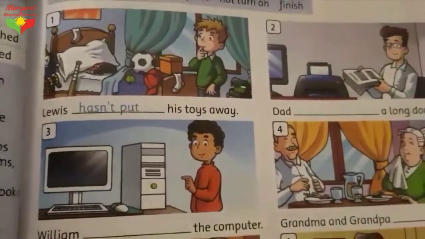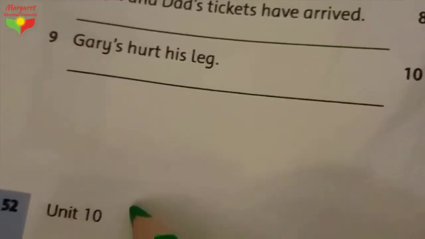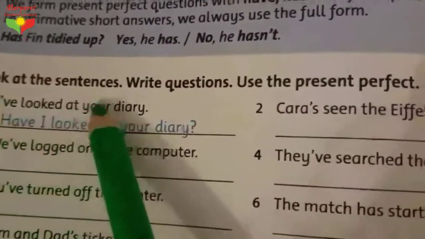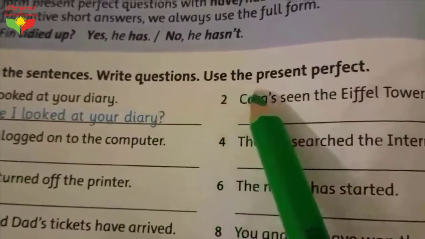And look at the pictures. Okay, so move to the next page. We have page 52. Pay attention. Look, it's page 52 on the grammar book. It's about question form. Exercise 5 says look at the sentences, write questions, use the present perfect.